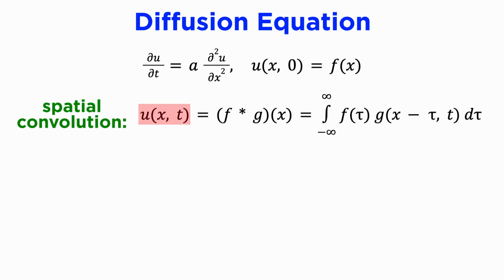In short, the solution u of xt to any general input f of x at t equals 0 will be given by the convolution of f with our impulse response g, written like this, making sure that our dummy variable tau is a shift in position x, not time t. This corresponds to taking the responses of our system to an impulse at every possible different position tau and adding them all up, scaled by our input function f of tau, which is exactly what the convolution integral does.